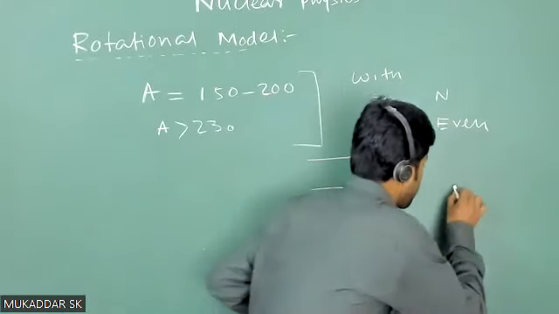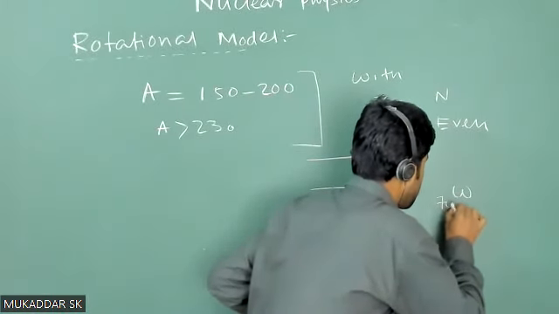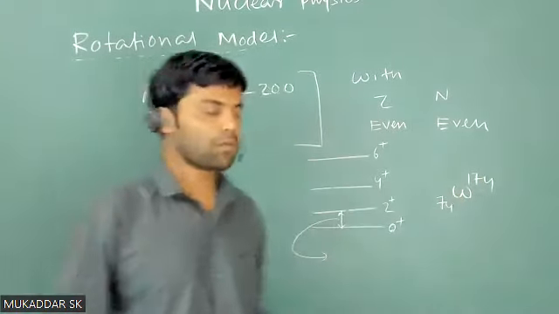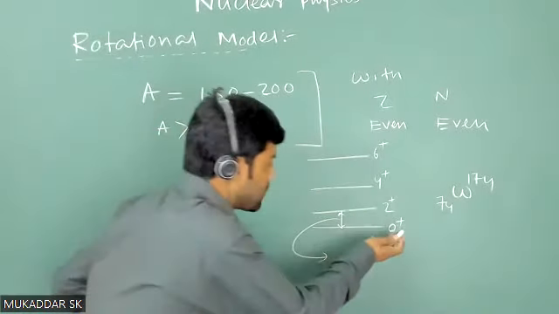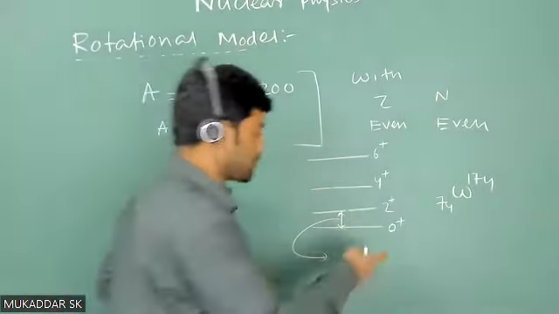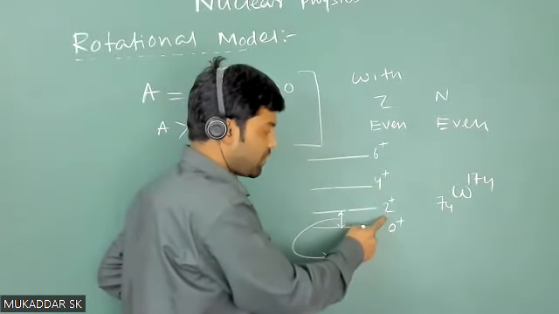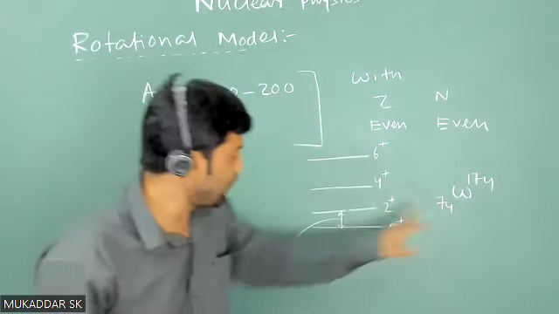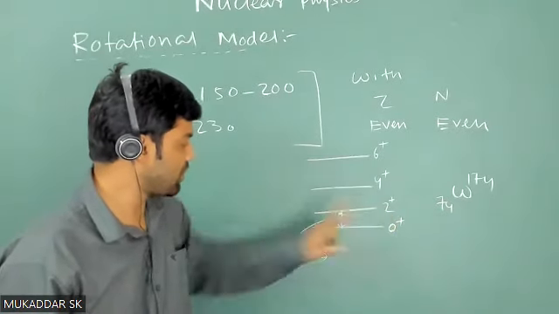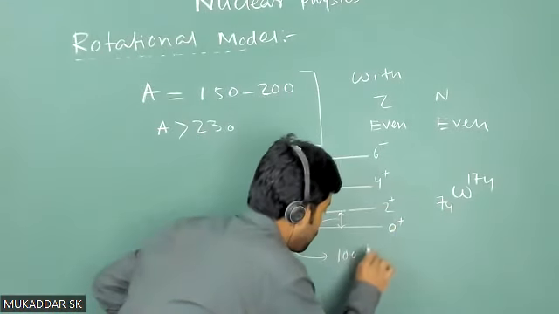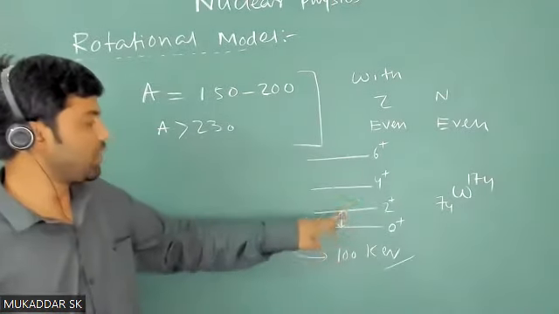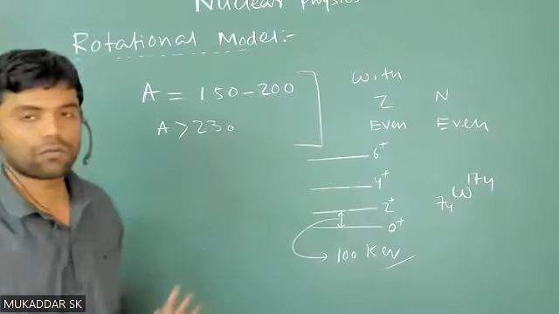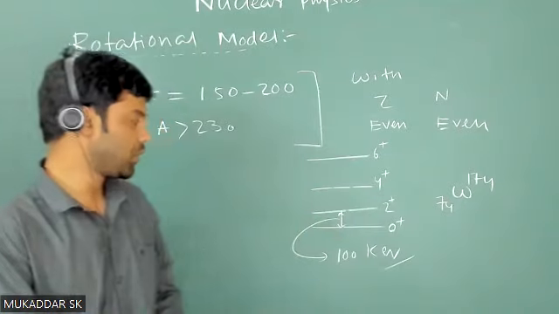If I talk about tungsten, atomic number is how much? 74, mass number 174. So I can see that both proton number and neutron number are even. For tungsten, see, this is your ground state, this is your first excited state, this is your second excited state, and so on. For this nucleus, the separation between the ground state and first excited state is 100 kilo electron volt. However, this separation increases if you go from 2 to 4, that will be higher as compared to this. Then 6 to 4 will be higher as compared to 4 to 2, and so on.